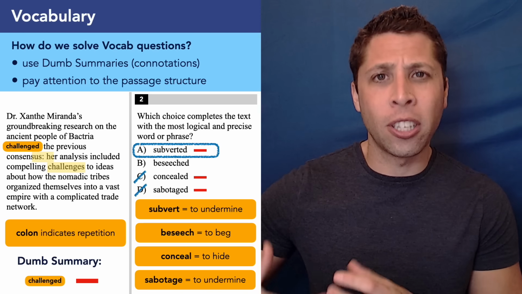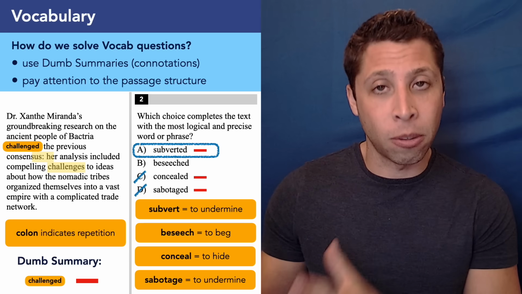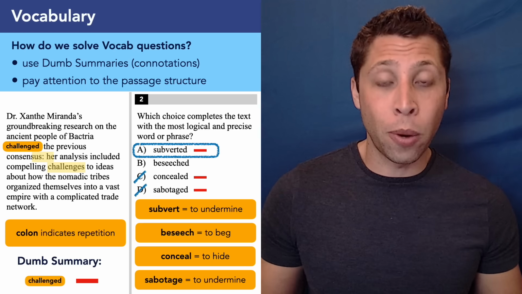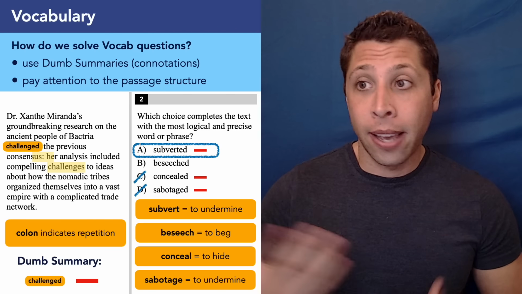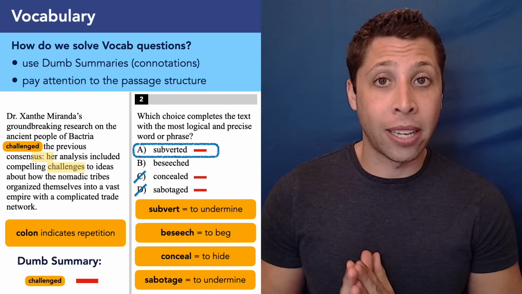Something's being challenged, it is being subverted, overturned, and so it makes sense that we are subverting an idea or a consensus. Beseech has nothing to do with anything. It means to beg, and there's nothing here about begging, so it just doesn't make a lot of sense. Conceal, we said, is hide.